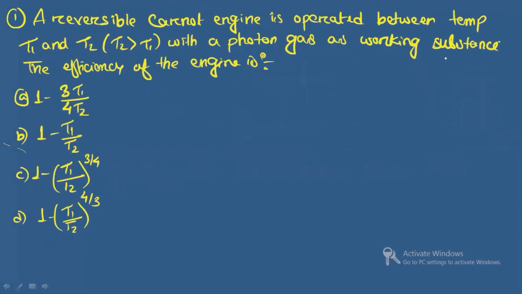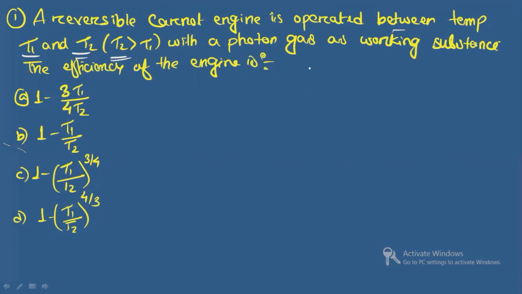Now let's see a few problems related to all the topics that we have studied. So the first question here is: a reversible Carnot engine is operated between temperature T1 and T2. Here it is said T2 is greater than T1, with a photon gas as working substance.